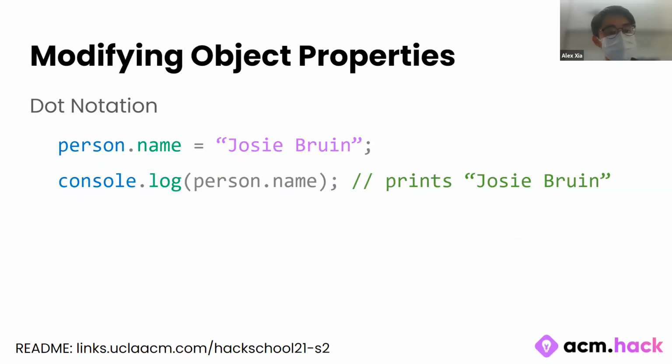Cool. Modifying object properties. We can modify the object properties using that same dot notation. Let's say I wanted to change Joe Bruin's name to Josie Bruin. We simply do person.name equals Josie Bruin. This is exactly like how we would change any other variable, but in this case we're changing the value of a property inside of the object.